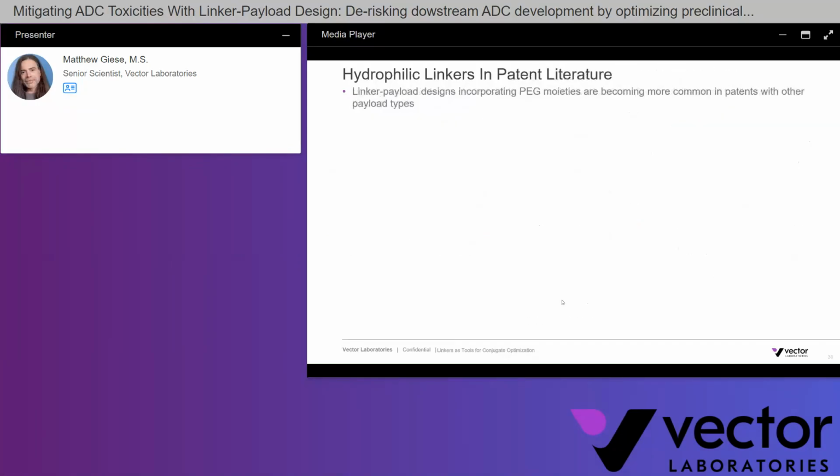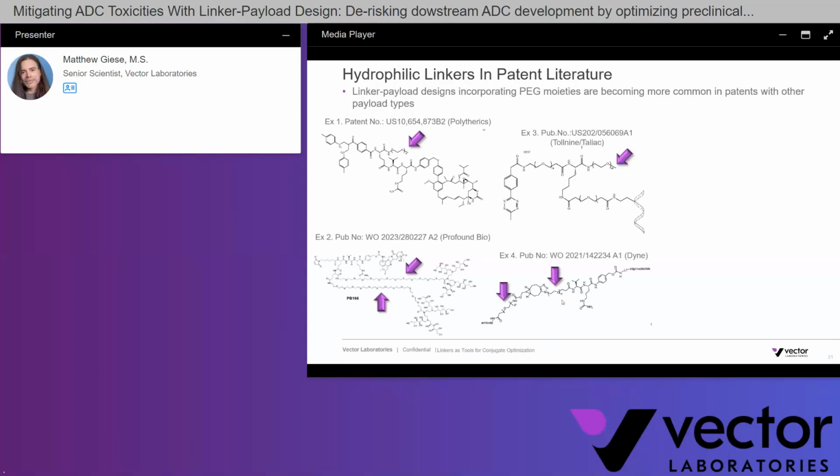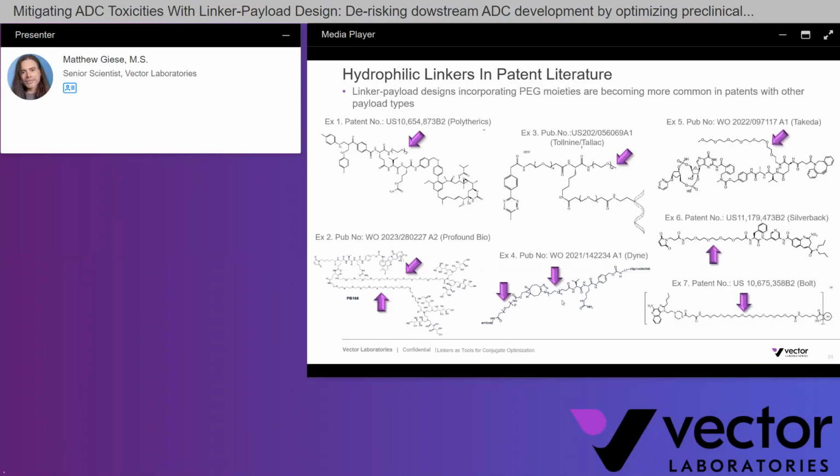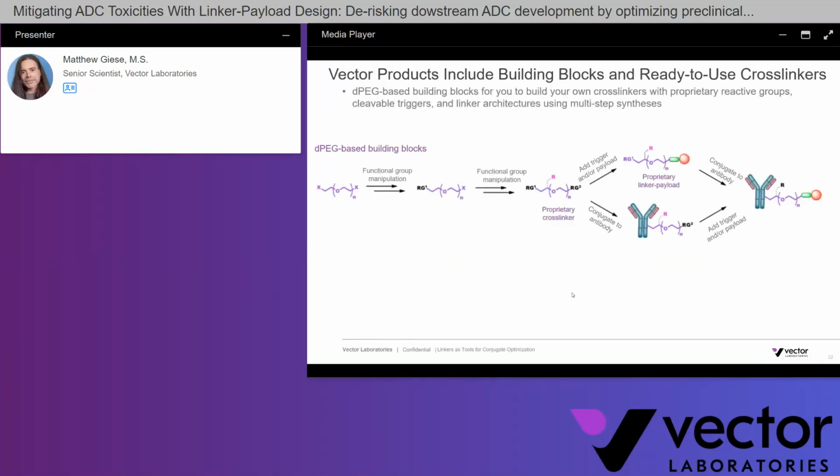incorporate a PEG. These linker payload designs with PEGs are also becoming more common in patents with other payload types. For instance, with maytansinoids, topo-1 inhibitors, there's antibody oligoconjugates, immunostimulants. PEG-containing crosslinkers aren't just for cytotoxins anymore. And Vector has a number of crosslinkers that you could use for whatever type of cytotoxin or payload you're conjugating to your antibody. Vector has two product lines. There's building blocks, and then there's ready-to-use crosslinkers. The DPEG-based building blocks are for you to build your own crosslinkers with your multi-step synthesis.